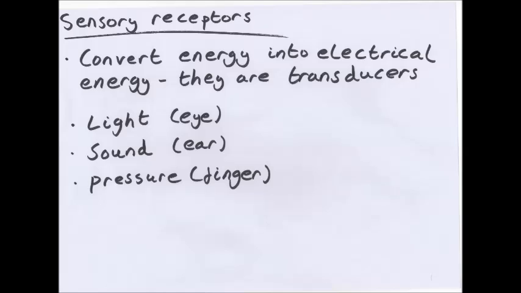Sensory receptors. Now these are transducers. They convert energy into electrical energy, whether that be light energy from the eye, sound energy from in your ear, or pressure on your finger. It all converts into electrical energy which the body can use to transport the information. So the first neuron, sensory neuron.